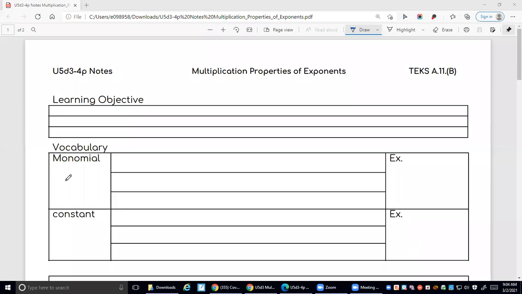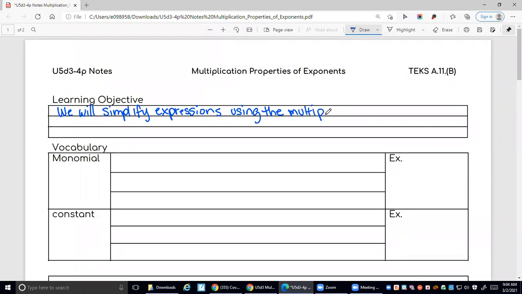All right, our objective today, we will simplify expressions, specifically monomials. And how many terms is in a monomial? Good. If you said one, you're absolutely correct. All right, so we're going to be using multiplication properties of exponents.